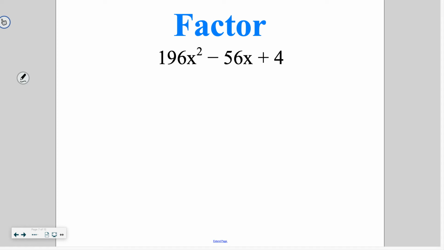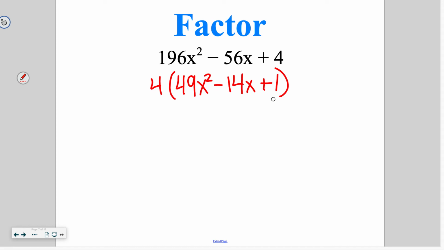Again, the first thing you're going to look at is, can you take out a GCF? As I'm looking at these, all of them can be divided by 4. So when I do this, I'm going to pull out the 4, and then I've got 49x squared minus 14x plus 1. Now we're left with a trinomial in the middle.